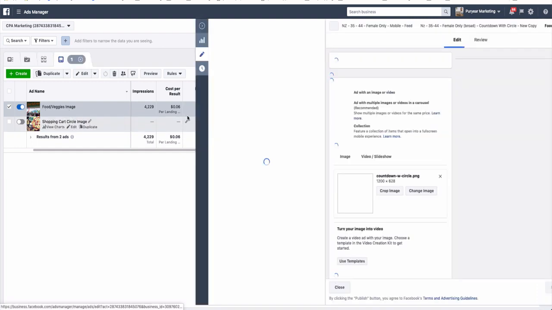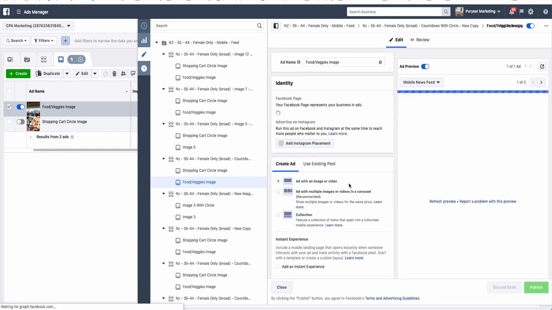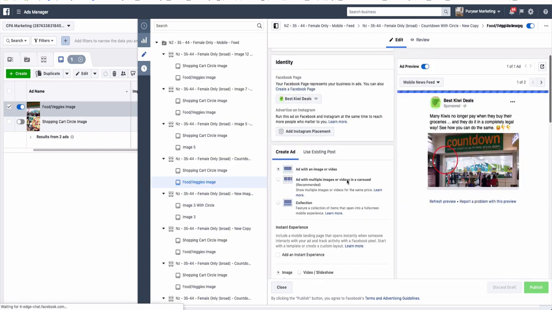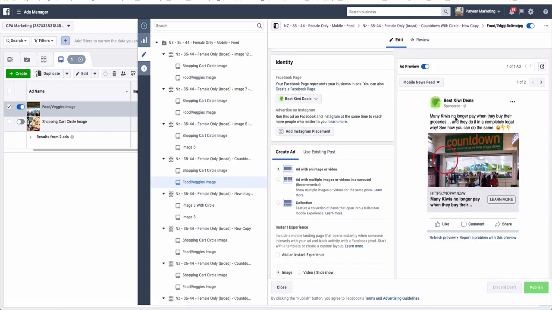So let's actually edit this ad, and I can give you guys a little insider scoop on how this ad looked. Very simple, right? Mini Kiwis referencing people from New Zealand. Mini Kiwis no longer pay when they buy their groceries, and they do it in a completely legal way. See how? And you can do the same. And then this red circle is just to stop them in their tracks while they're on Facebook. And then this image here, it's just a store that's in New Zealand. It's pretty simple.